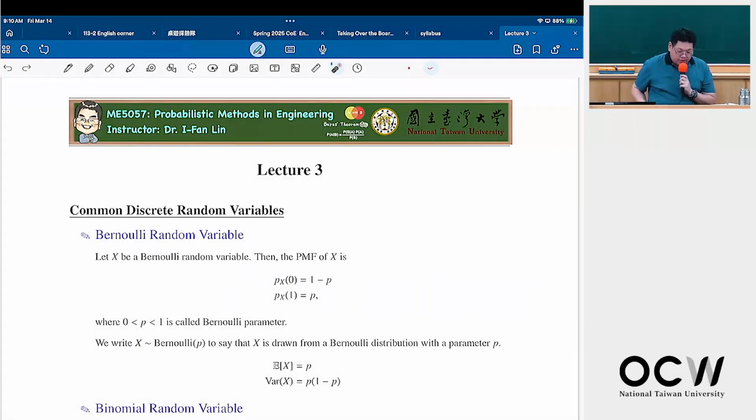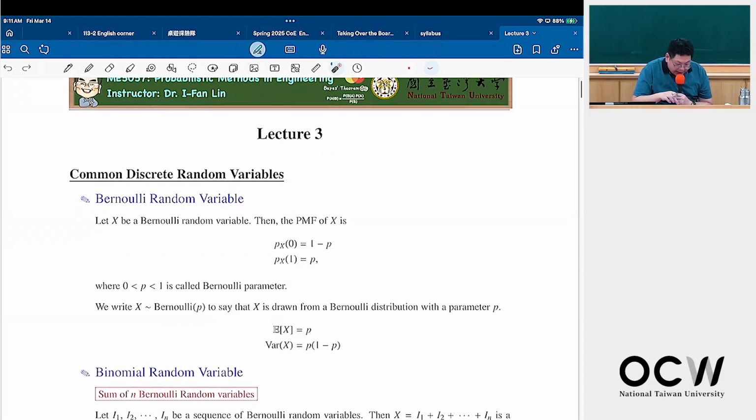Today we are going to talk about four common discrete random variables, and then we will continue to the continuous random variable. Last week we just mentioned discrete random variables, and here we have four. Sometimes you will use them a lot. The first one is called the Bernoulli random variable.